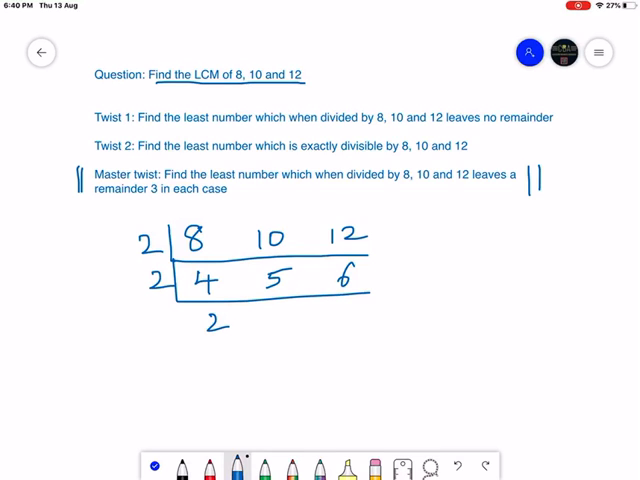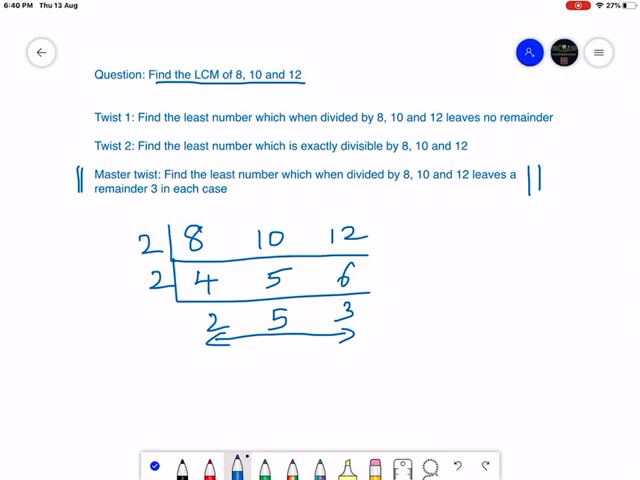So 5 doesn't go into 2, so I just have to write down 5 as it is. 6 goes into 2 three times. So here 2, 5 and 3 are the numbers, and they don't have any common factors between them. So I can stop the process here. But if you would like to continue dividing by 2, 5 and 3 till you get all 1, 1, 1, you can just continue this division. The answer would not change.